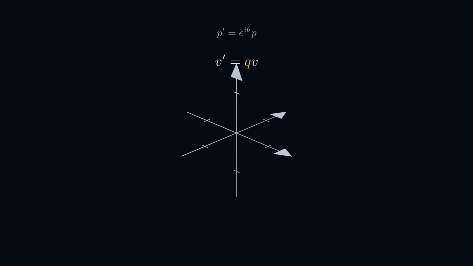In 2D, rotation was 1 multiplication. p prime equals e to the i theta times p. The tempting guess is that 3D works the same way. Pick some unit quaternion q and rotate with a single multiplication, v prime equals qv. The next scene will show, concretely, why that guess fails. First, we need a coordinate system suited to the problem.